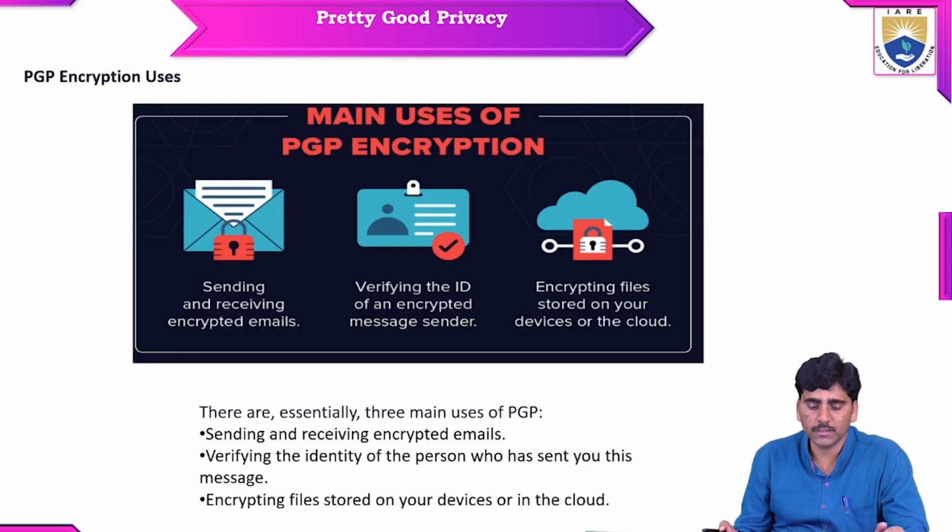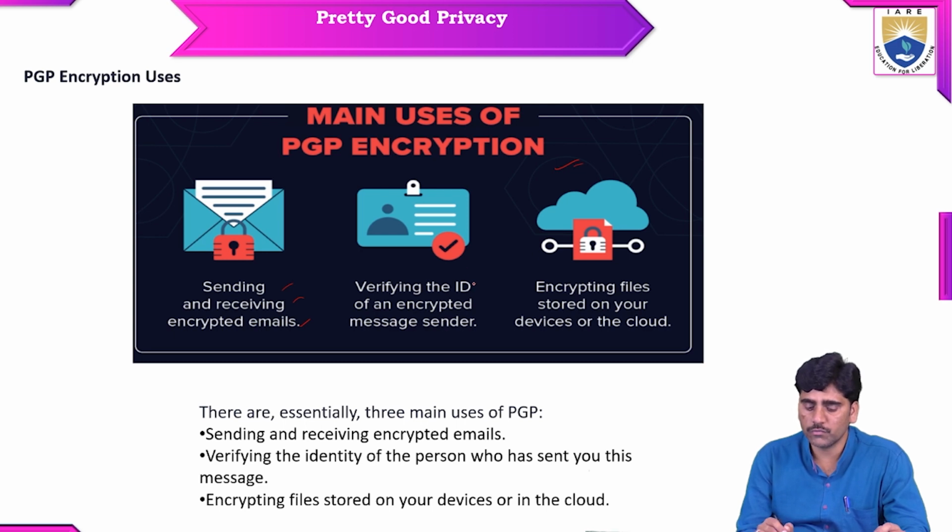And the PGP encryption uses. So what are the main uses of PGP encryption? The first one is sending and receiving encrypted mails. Encrypted is nothing but a wrap-up of data with the keys. Without applying the keys, you are not able to see the data. So sending and receiving encrypted mails is the first advantage and main use.